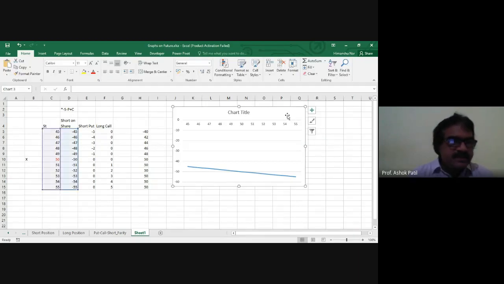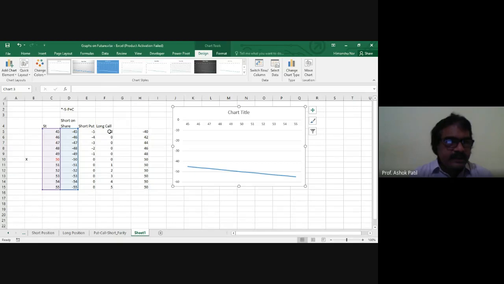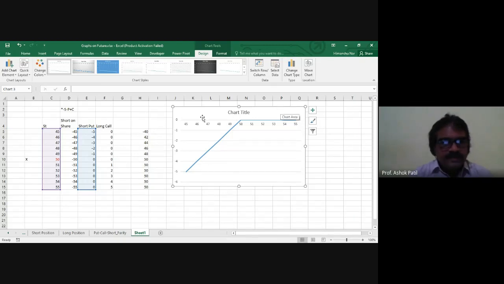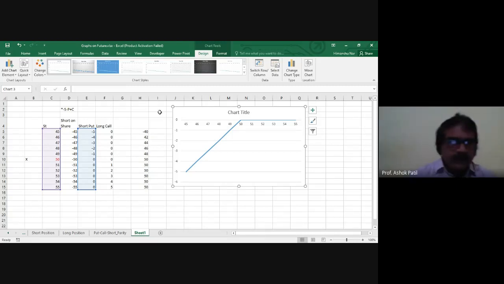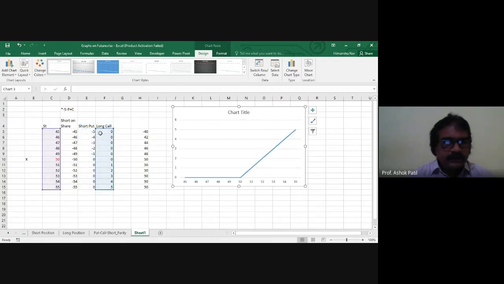Now select C and E, not D. Remove D. C and E. Remove that. This one. Correct. Now you can see that this is your short put. Is that clear for this one? Yes, sir. You don't seem to be confident. Is it short put? Yes, sir, it is short put. Okay, now check whether the long call formula is right. Is it long call? It is a long call, sir.